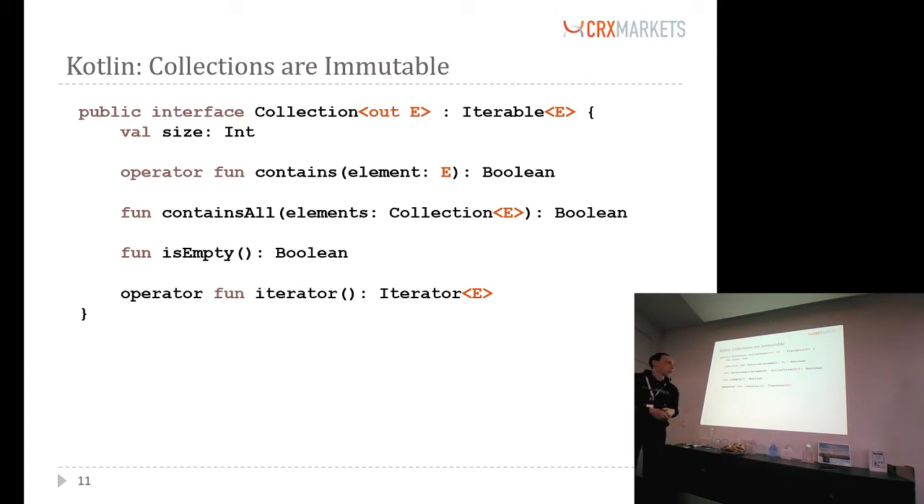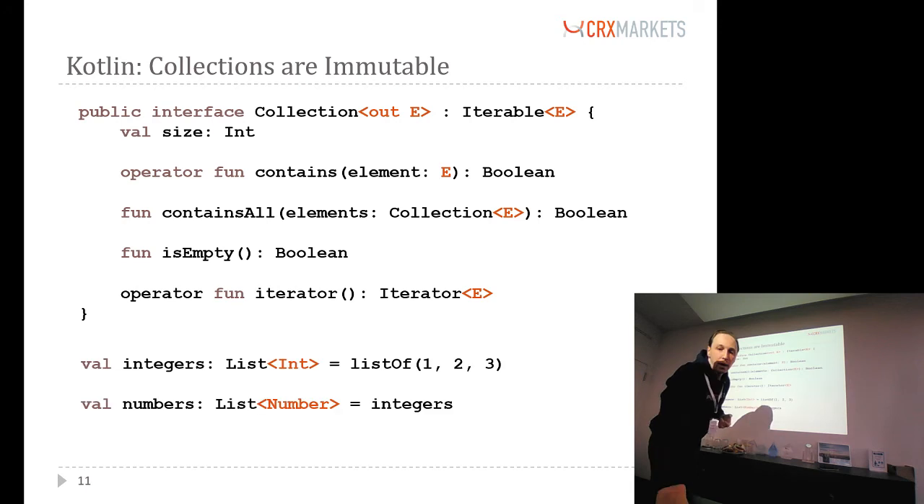But this interface, although it looks very much like Java, has this interesting thing here, like out E. So this out parameter basically means that you only get something out of it. You cannot write anything inside. And in Kotlin, you can easily cast this list of integers to a list of numbers, no problem, because Kotlin knows that this particular type is covariant.